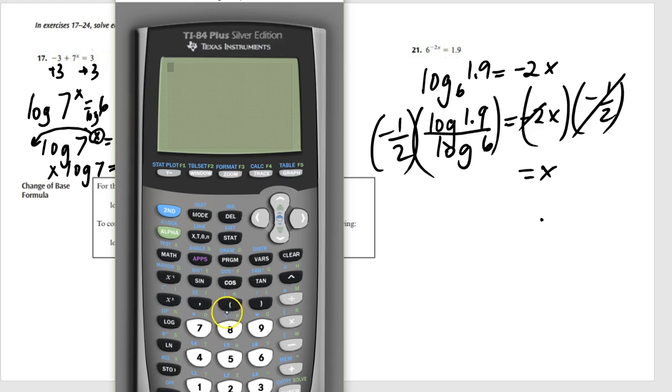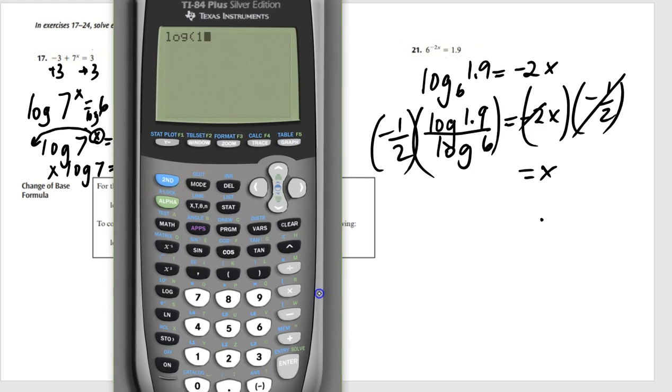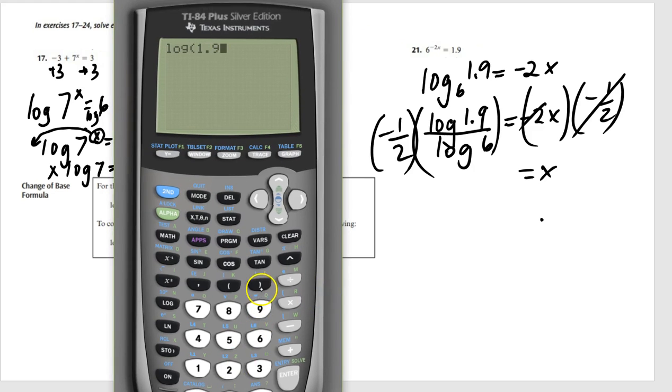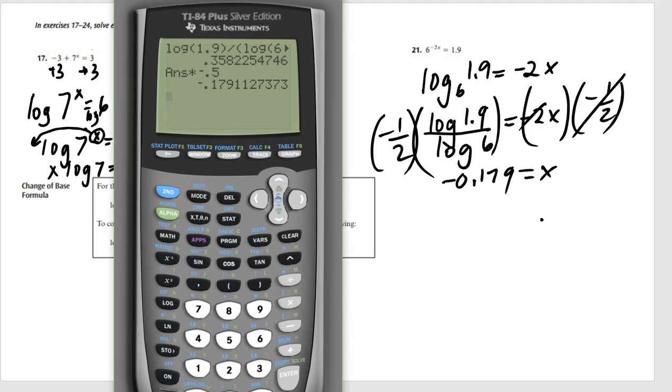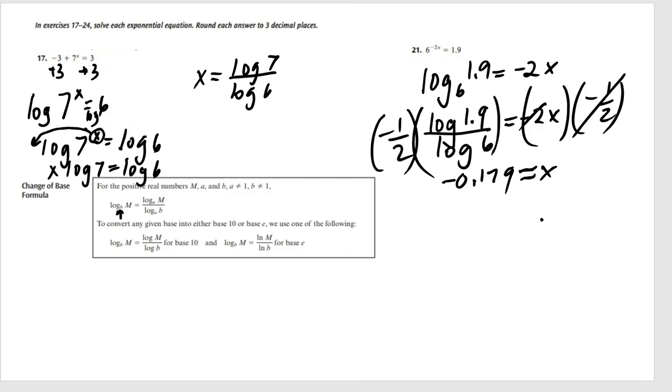Now I can use my calculator, so I'm going to say log of 1.9 divided by log of 6, and then I'm going to multiply times a negative 1/2, which is 0.5. And I get negative 0.179 for my answer as an approximation.